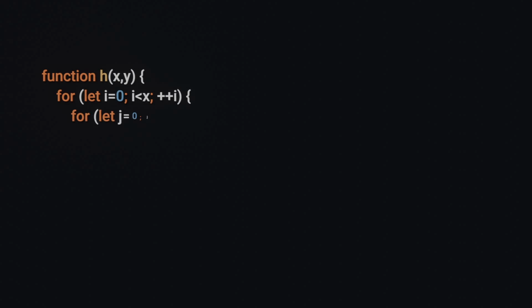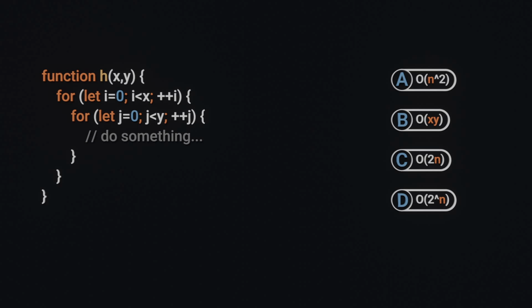What is the time complexity for this function? Because both loops depend on separate variables, the correct answer is O of xy. Treating multiple variables as a single value in big O is an easy mistake to make, especially when dealing with arrays. We'll look at an example of this later on.